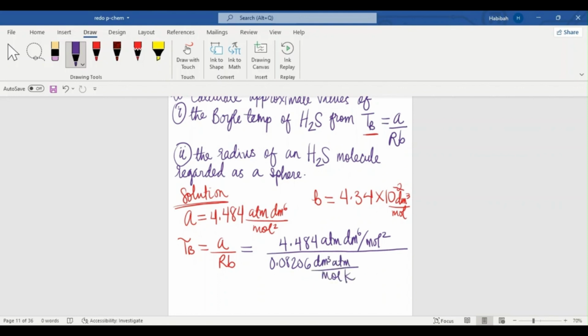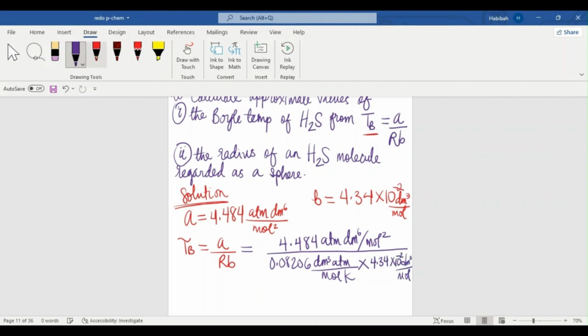Now I want to quickly mention something. We have two different gas constants: 8.3145 with its units, and 0.08206. The 0.08206 is used here because its units match the units of the van der Waals parameters. If the question involved joules, then we would use 8.3145 joule per mole Kelvin, because the units would match the question we're given. So that's the reason why. That would be times the value for B, which is 4.34 times 10 to the power of negative 2 dm cube per mole.